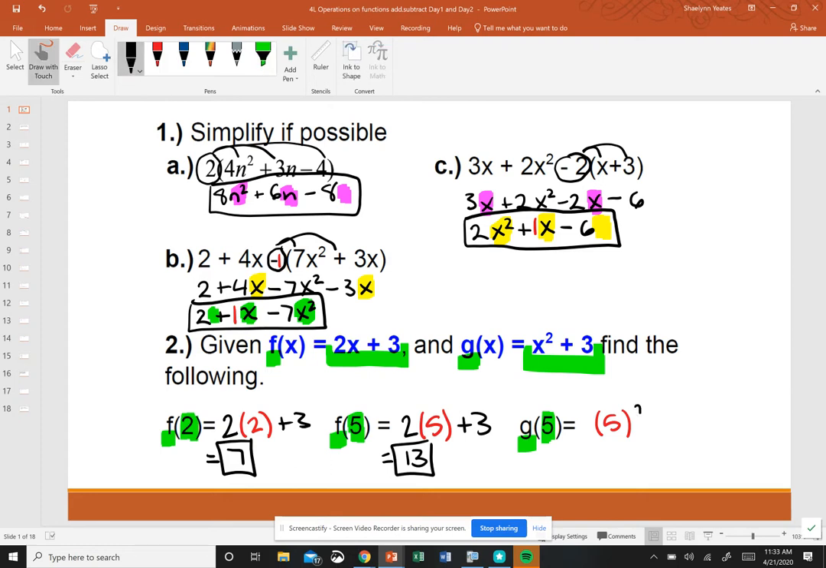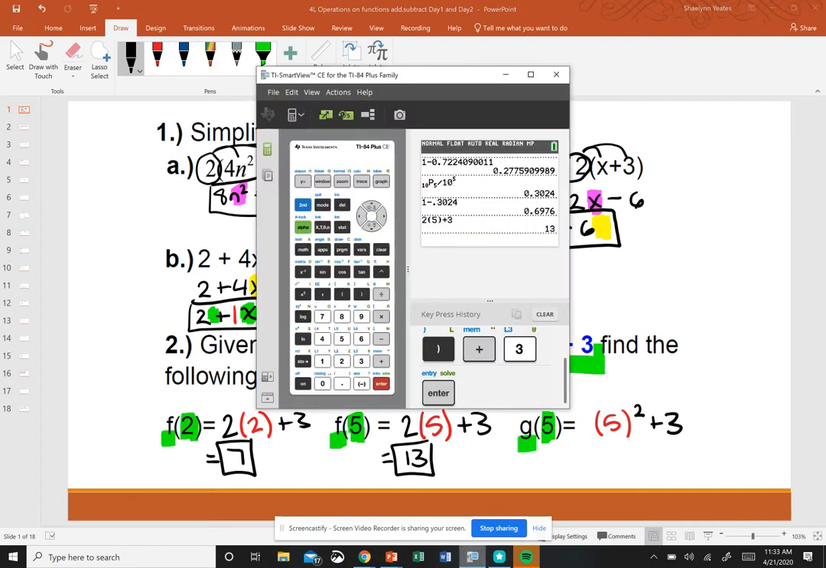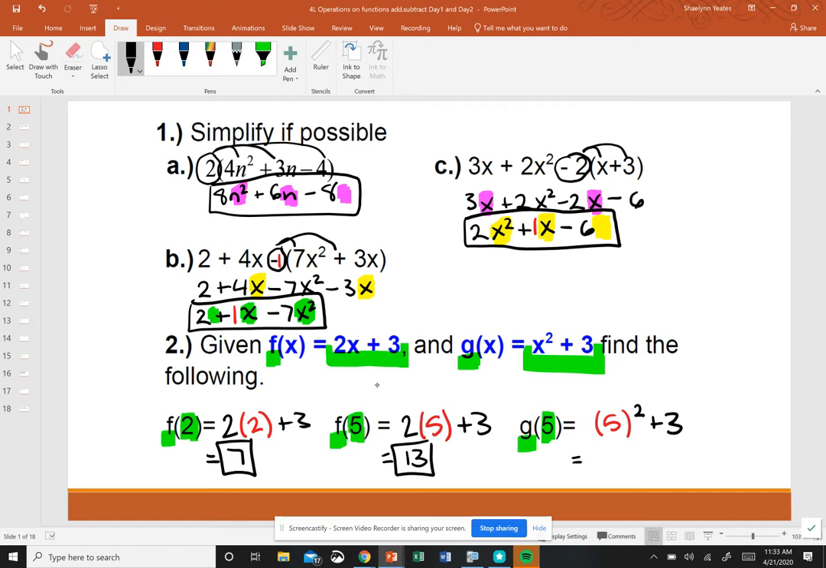And then this is squared plus 3. So I pull out my handy-dandy calculator. I'm going to do parentheses 5, close parentheses, squared plus 3. And I hit enter, and I get 28.